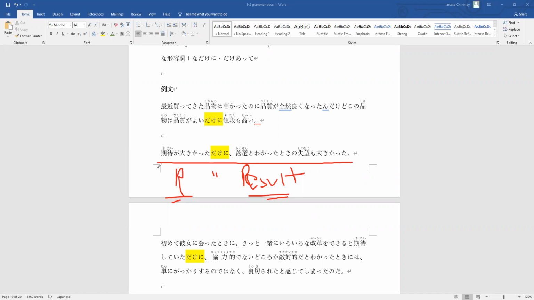Kitai ga okikatta kedo, rakusen to wakatta toki no shitsubo mo okikatta. As my expectation was big, when it was rejected, the disappointment was also big. When I came to know that, the disappointment was big.